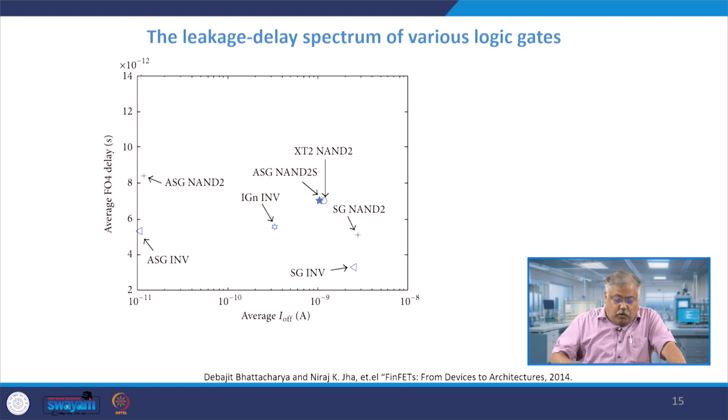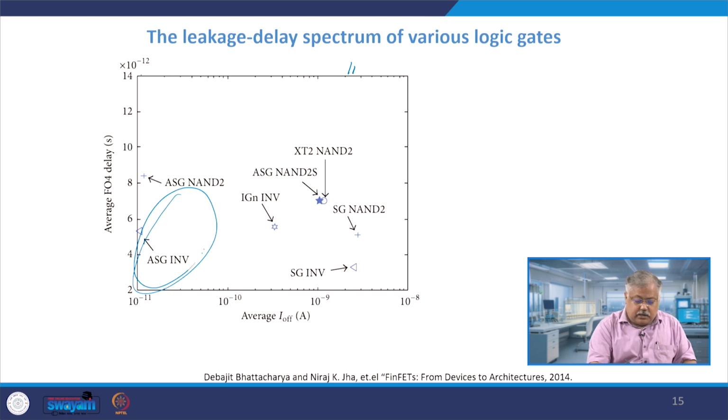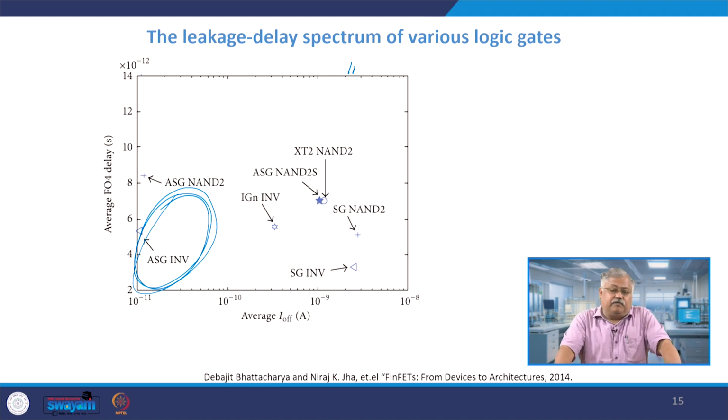Now if you look at the points, quite interestingly, I would want my I off to be low, and I also want my average FO4 delay to be low. So within this graph, the points located in this region will be the most preferred ones, where the average I off is relatively low and your average FO4 delays are also very low. And one thing which comes to your mind is basically your asymmetric gate inverter using FinFETs.